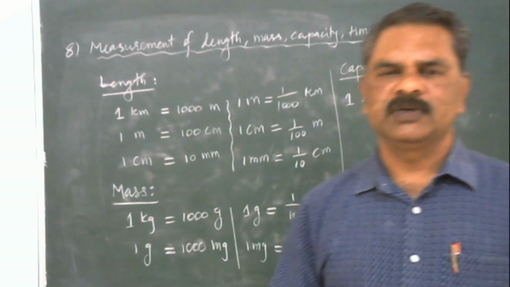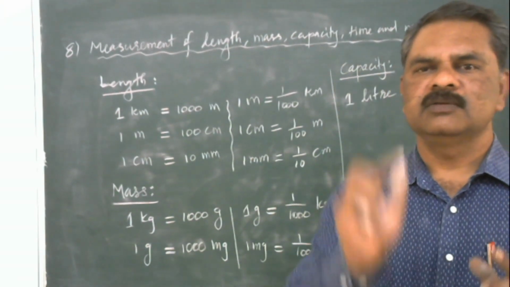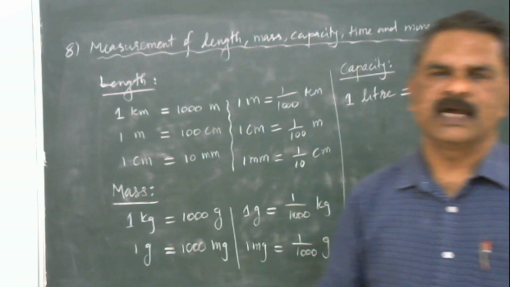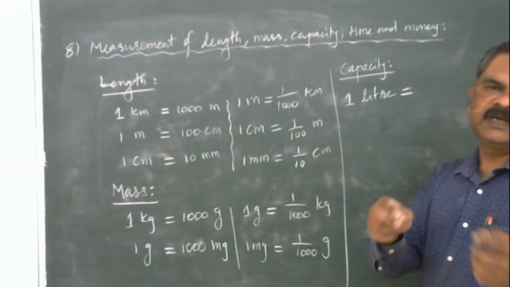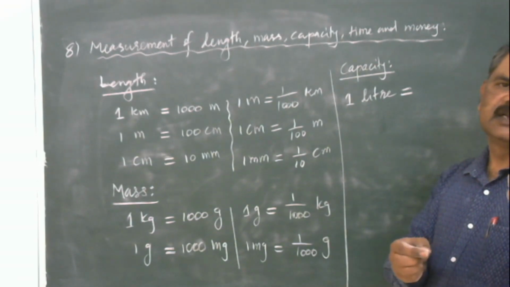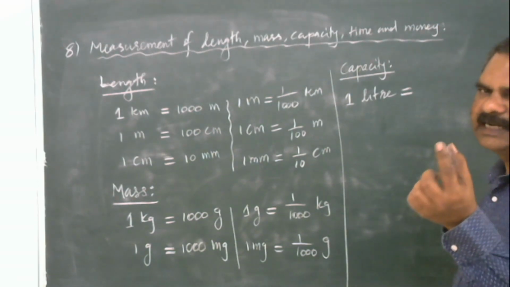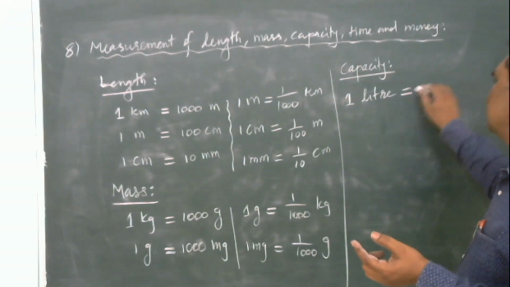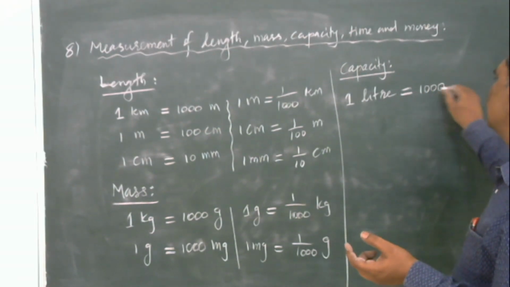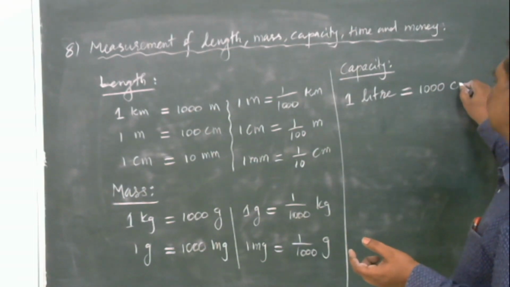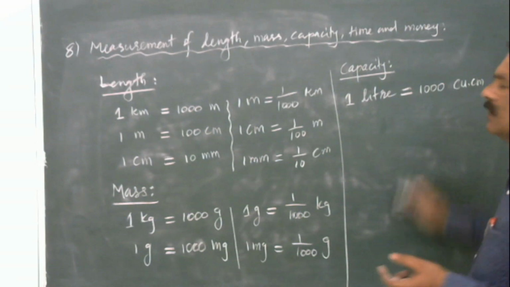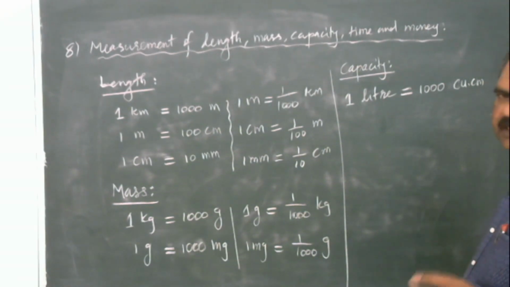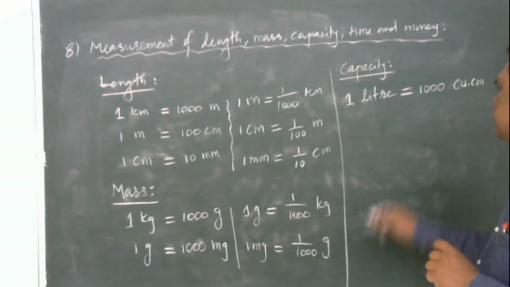1 liter is equal to 1000 small ice cubes. 1 liter of water you bring from market and pour into the ice tray. That size is 1 centimeter. So this 1 liter is equivalent to 1000 cubic centimeter. A cube of side 1 centimeter, a very small cube of side 1 centimeter.